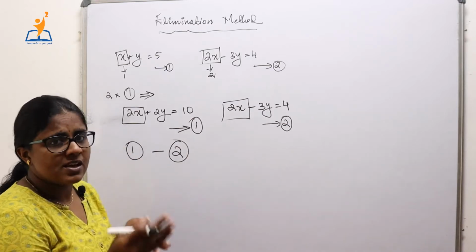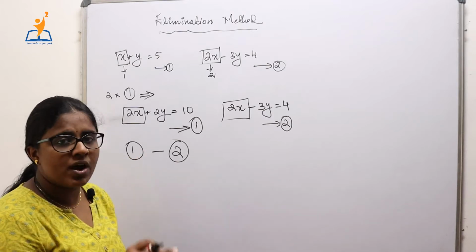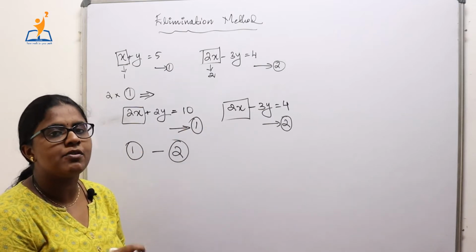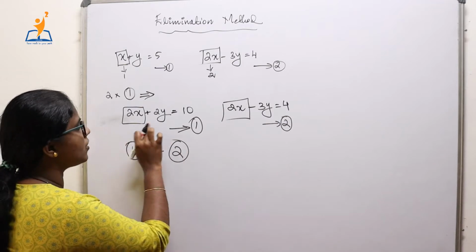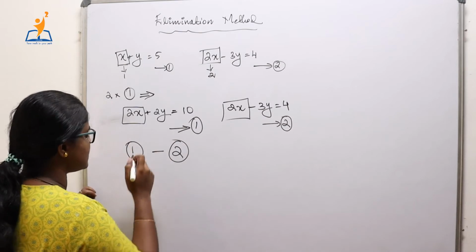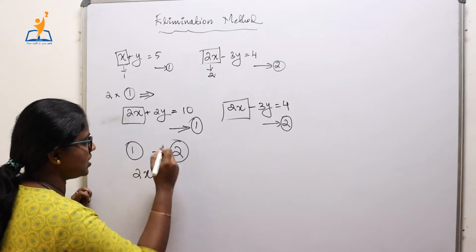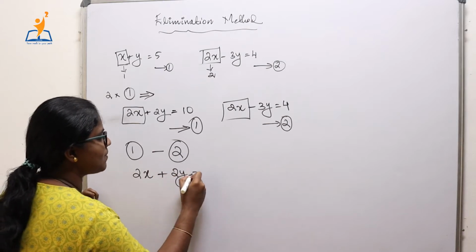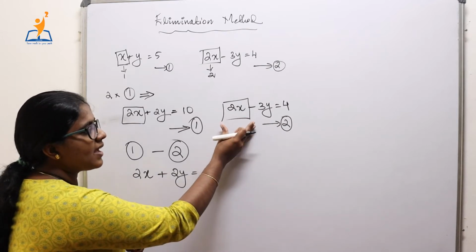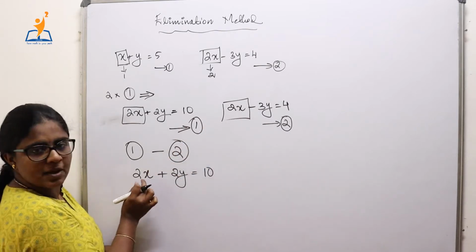This step varies. It may be addition in some questions and it may be subtraction in some questions. Whatever it is, we have to eliminate that particular one variable from both the equations. So, in order to eliminate x here, I have to subtract both the equations. So, we are going to subtract like this. First, we will write the first equation, 2x plus 2y equals 10. So, in order to subtract, we will write the term containing x under the term containing x here.